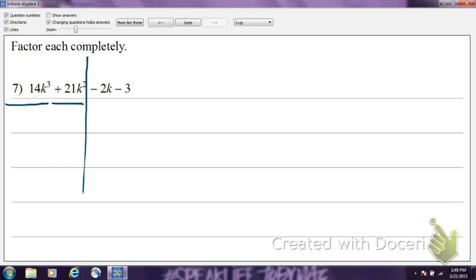I look at the common factor between the first 2. For 14 and 21, that's 7. And also, they have k's. And the smallest power of k that goes into both is k squared. So I put 7k squared for both of them.